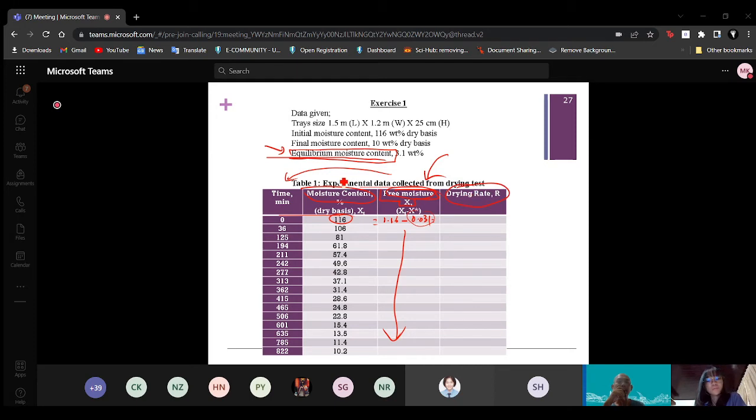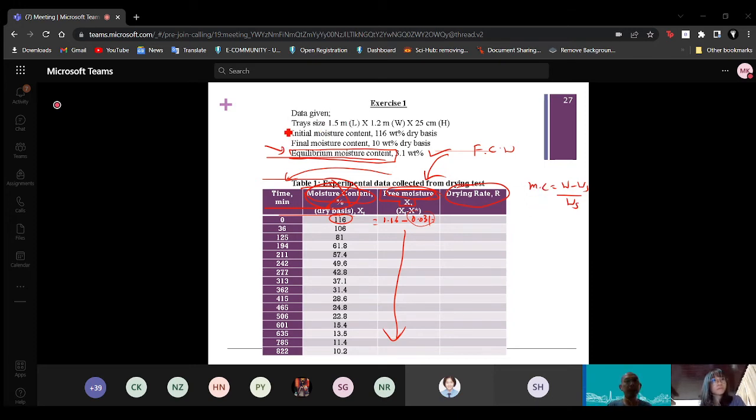Drying rate pula. Okay, moisture content ni, dah tahu tadi kenapa, what is that moisture content and how to get it, equilibrium moisture content, and why you need that, because you want to find your free moisture content value. Because we don't want moisture content. So how to get the moisture content? Moisture content is basically the wet weight minus WS divided by WS. Okay, kena ingat balik tu.